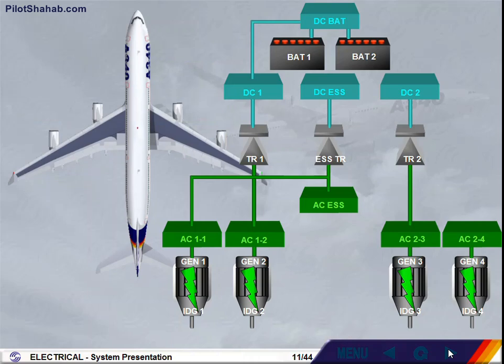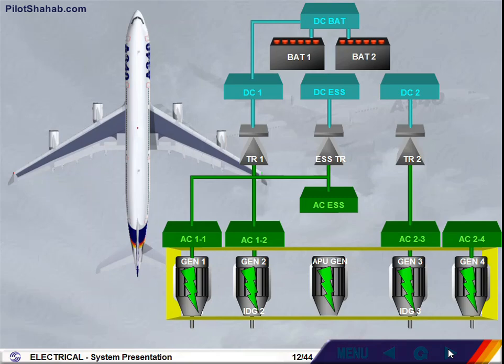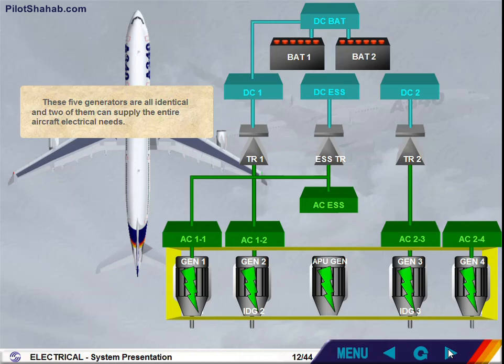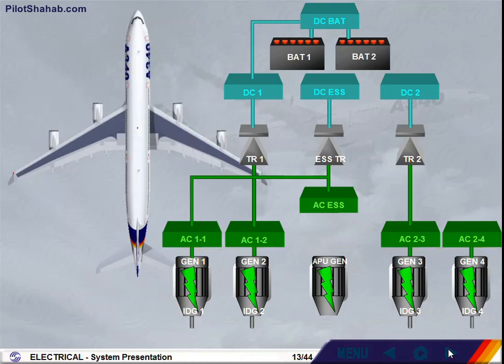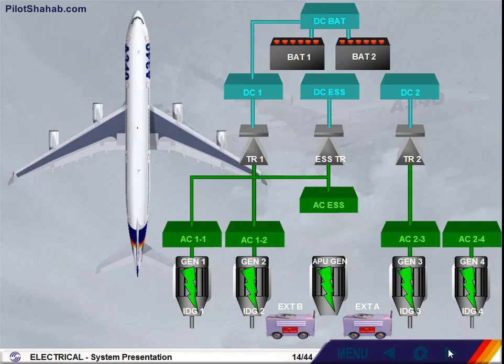The electrical network can also be supplied by the APU generator. These 5 generators are all identical, and 2 of them can supply the entire aircraft electrical needs. On the ground, the aircraft can be supplied by 1 or 2 external power sources. As a backup, there is an hydraulically driven emergency electrical generator, EMERGEN. It is powered by the green hydraulic system.